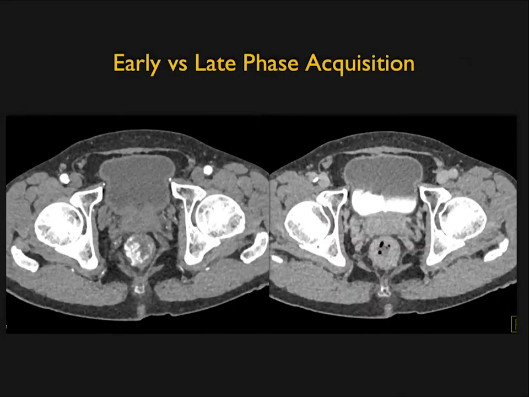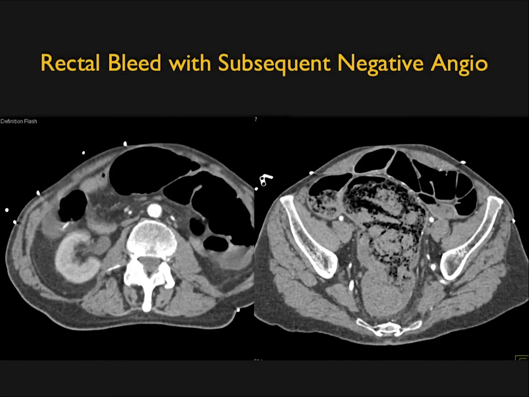One of the things we do make the point of, of course, with varices is early versus late acquisition. On late phase, it looks like lack of distension or thickening, and the large varices and bleeding are only seen on the arterial phase. We talk about rectal bleeding and negative angio.